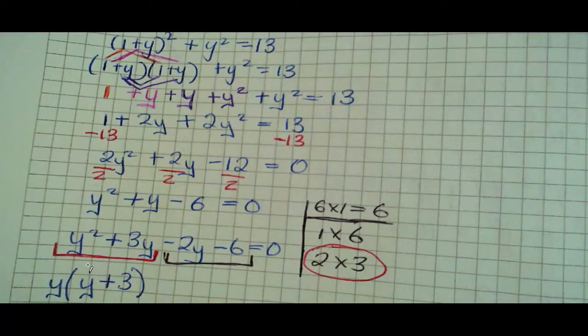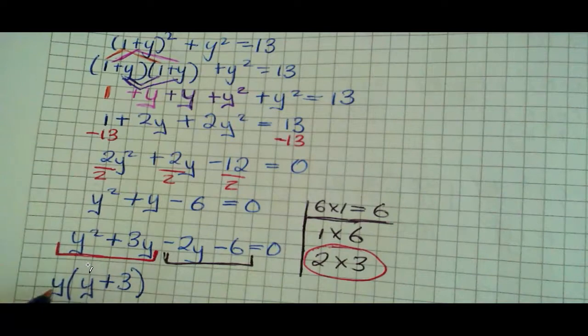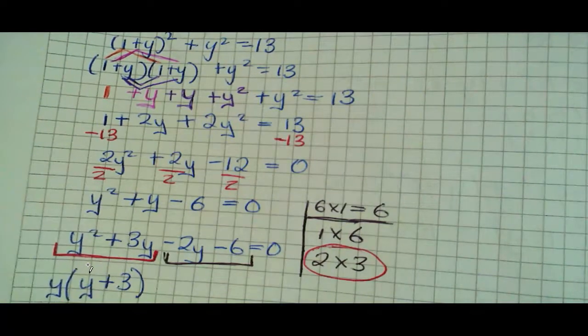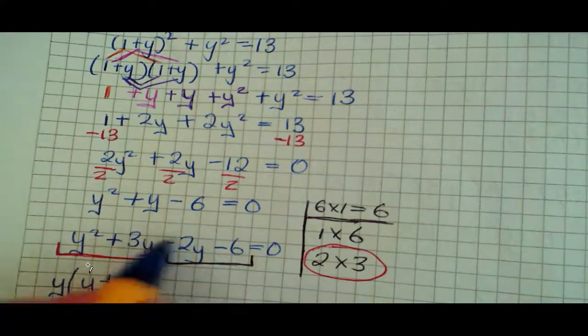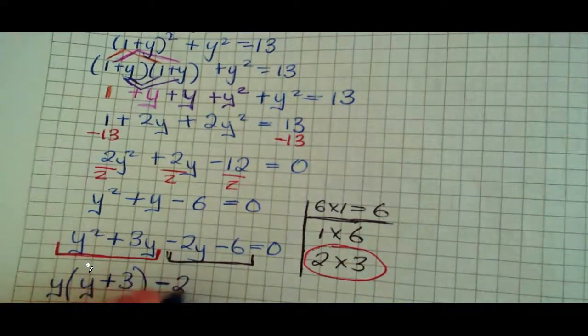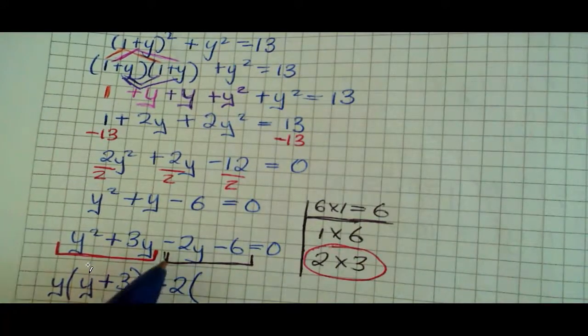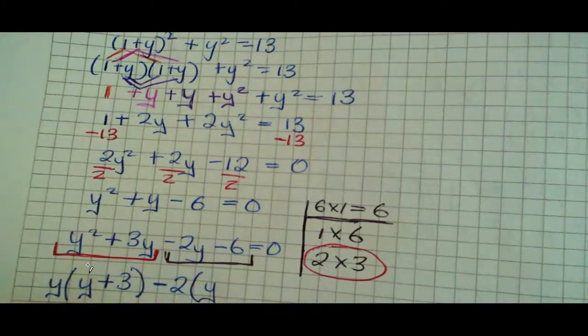So close my bracket. Okay, so if I multiply back out that bracket, y by y is y squared plus 3 by y is 3y. What's in common in the second two terms there? There's a minus 2 that divides into both. Okay, so minus 2y divided by minus 2, I'm going to be left with just y.